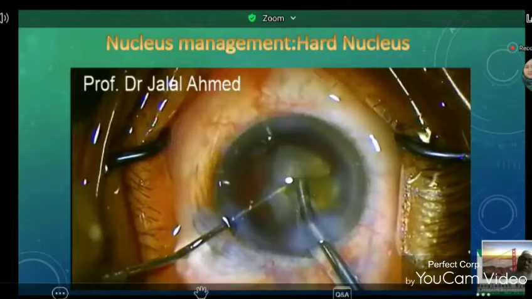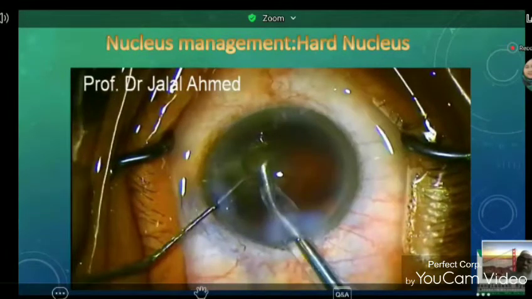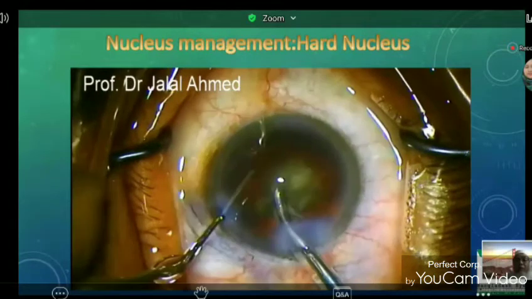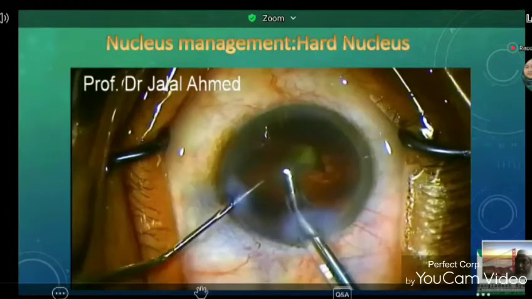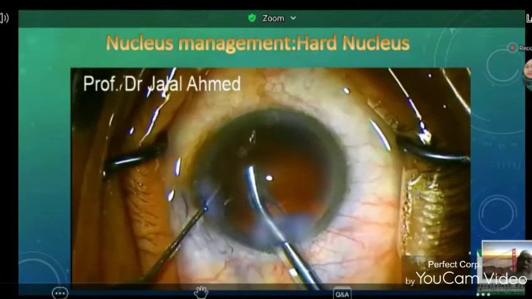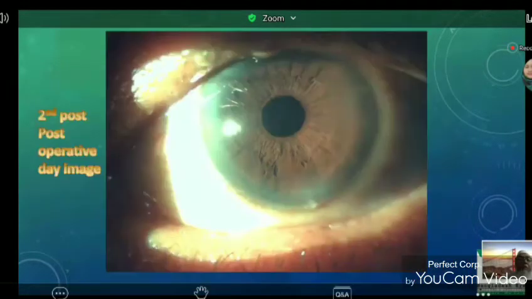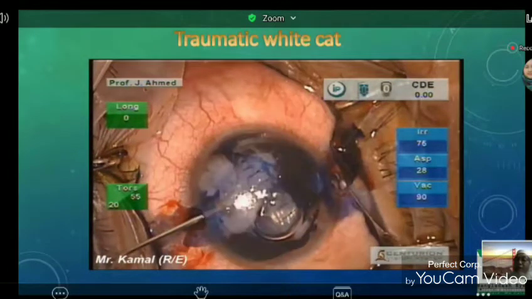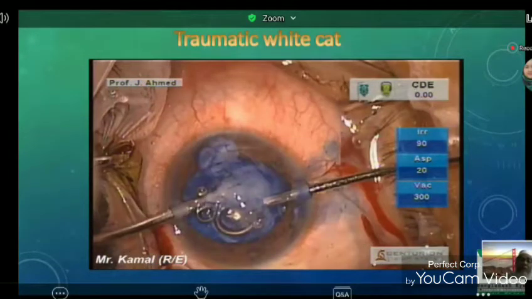Using judicious use of power, appropriate use of vacuum, and frequent use of viscoelastic substances, we can complete the hard nucleus without any complication. So this was a hard nucleus, and this is the second postoperative day appearance of the cornea in that hard case. In case of traumatic cataract, we have to assess the case before doing surgery.